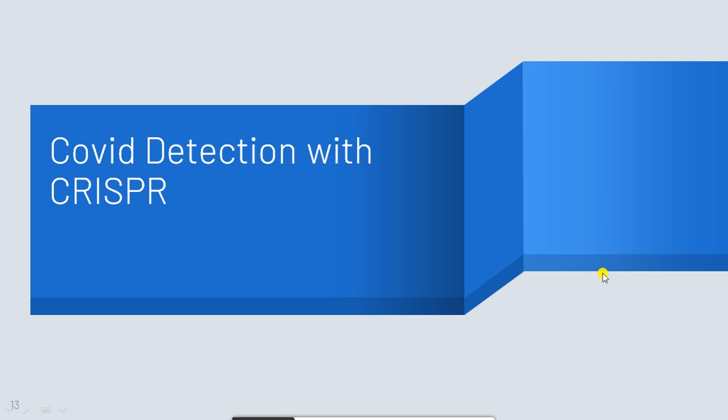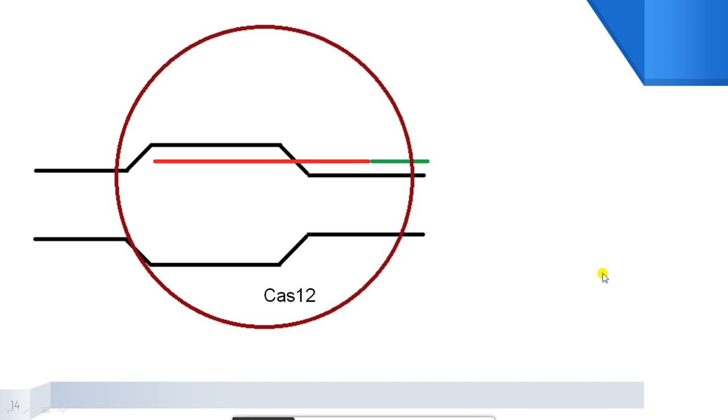Now we come to the last part of this lecture, and let us see how scientists are using CRISPR technology to design a rapid testing kit for COVID-19 diagnosis, which is very relevant nowadays. The system uses Cas12 instead of Cas9. The kit that they have developed is based on Cas12.